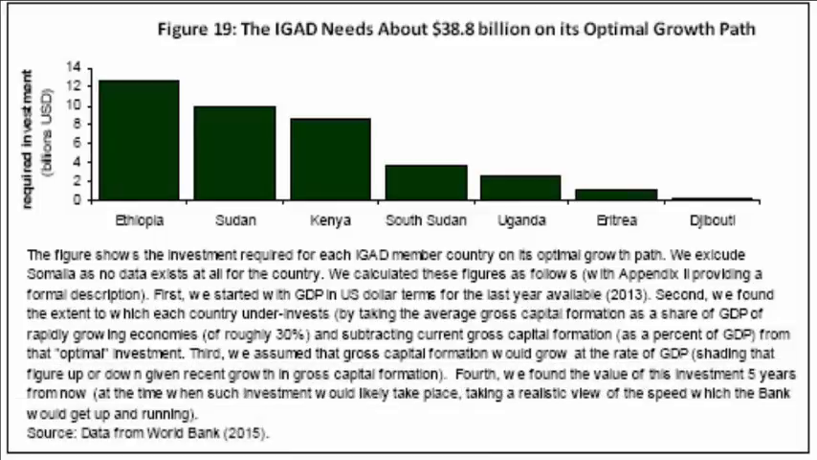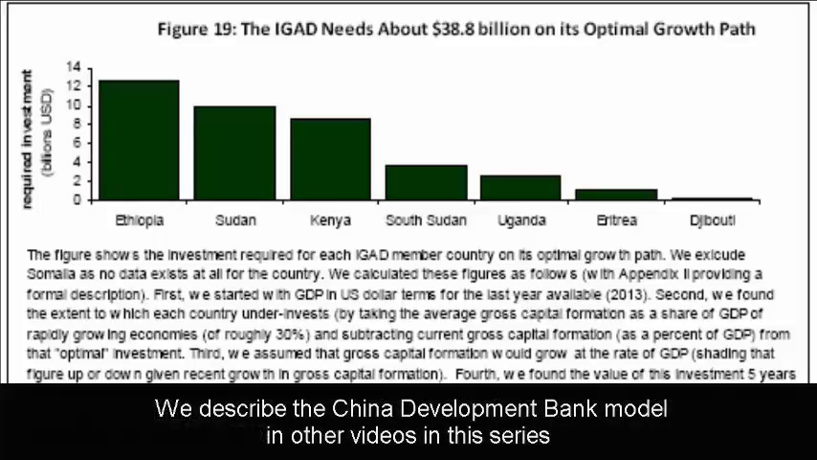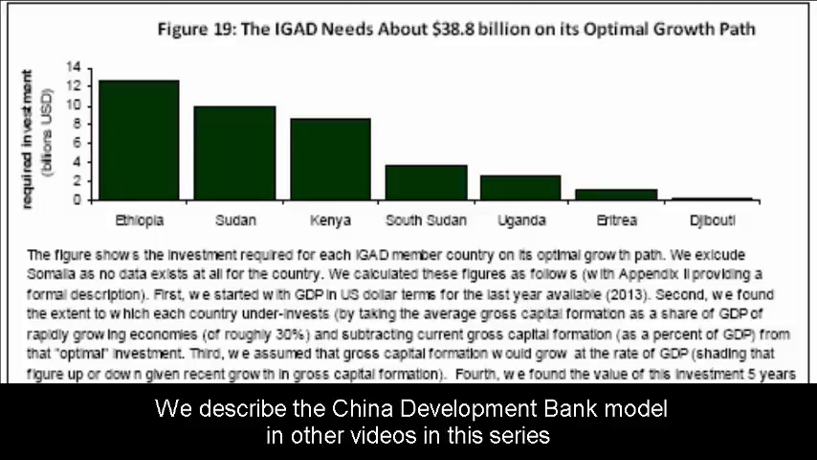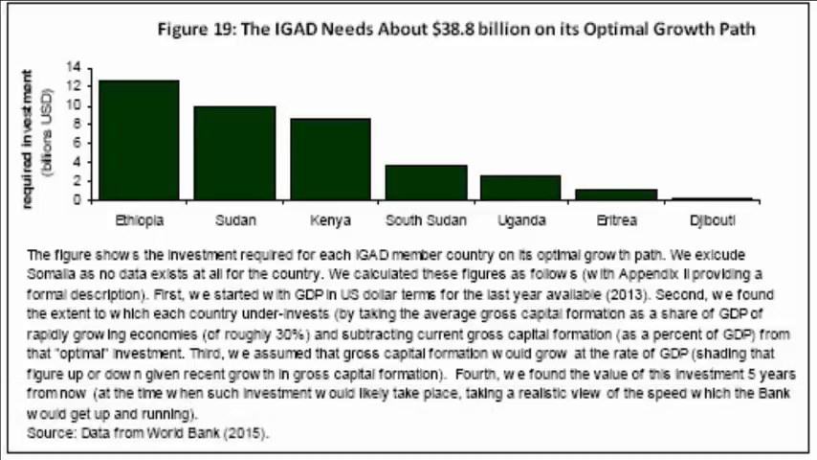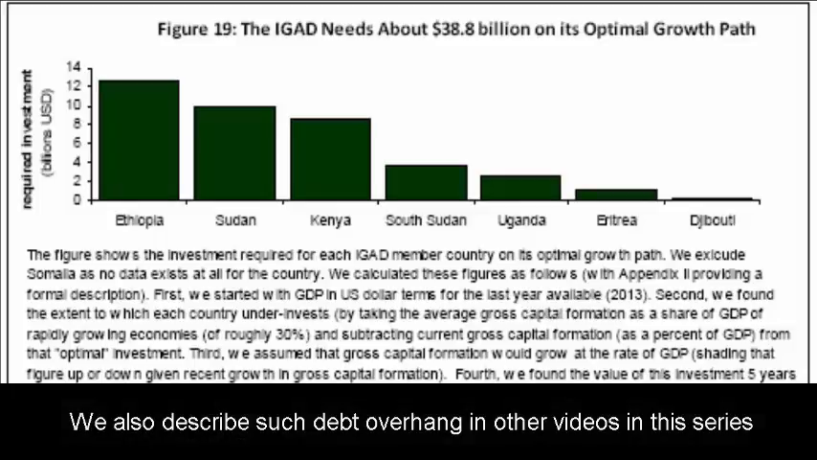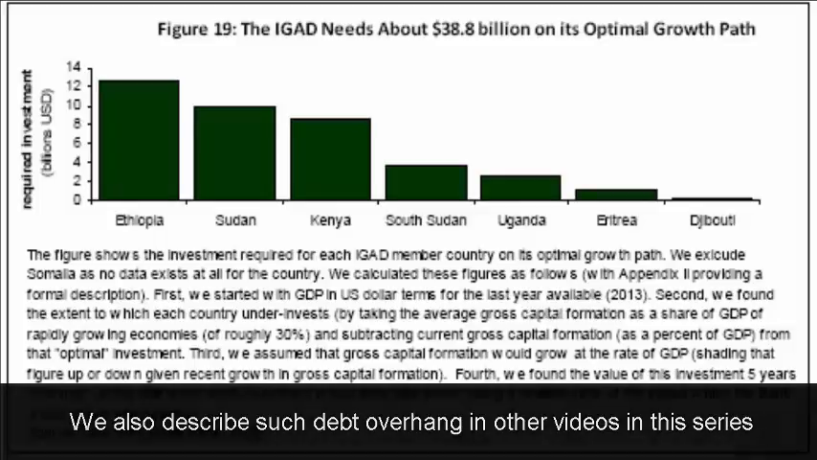And the intellectual model that we use is more akin to the China Development Bank model, which has shown spectacular successes in recent decades. In the case of the IGAD region, there's probably another benefit to the extent that such a new approach to development finance might be able to solve the current debt overhang crisis.